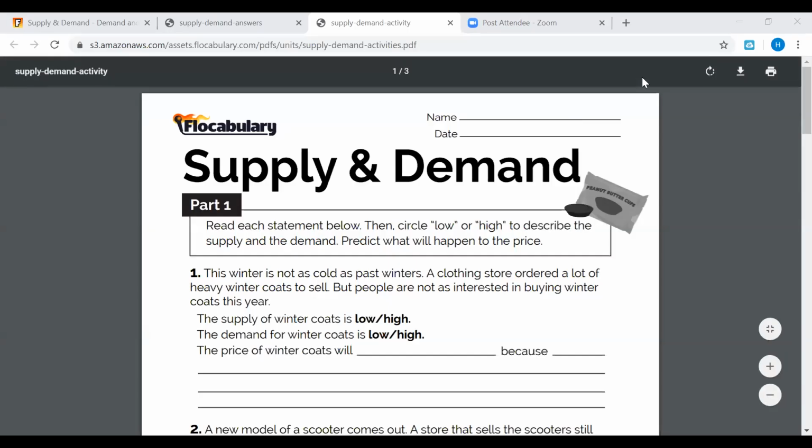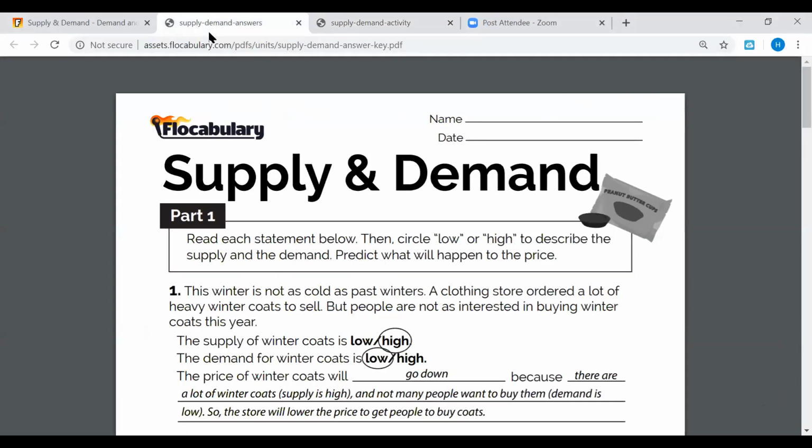So after this recording, go to your packet 3 and find this worksheet titled Supply and Demand. And so what I'm going to ask you to do for part 1, it says read each statement below, then circle low or high to describe the supply and the demand. Predict what will happen to the price. So I'll show you answer number 1 just so you have an idea of what to do.